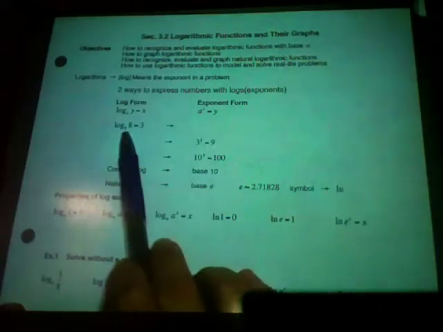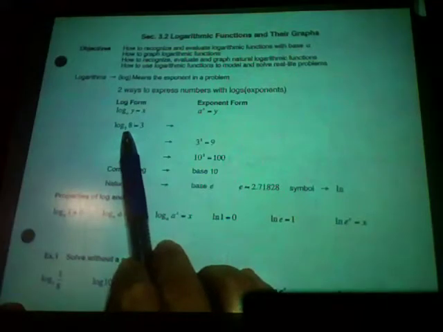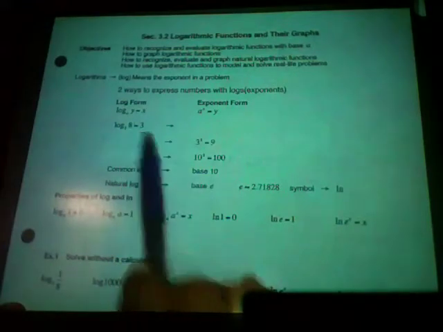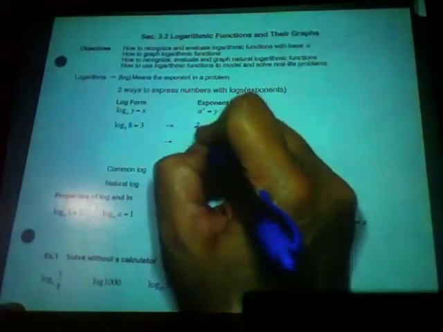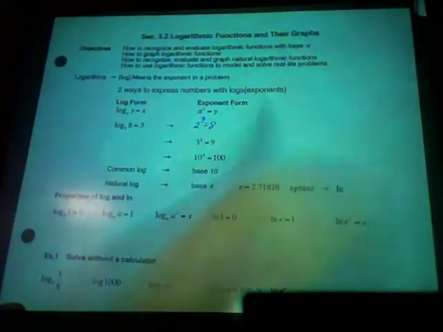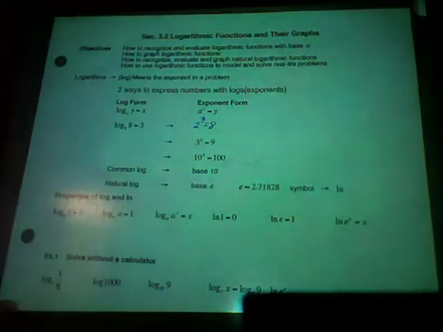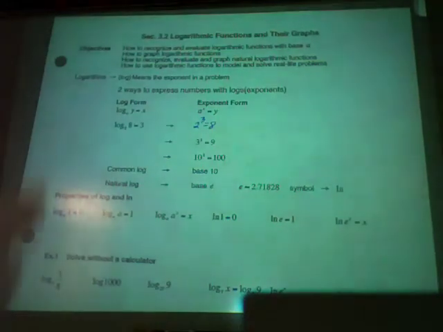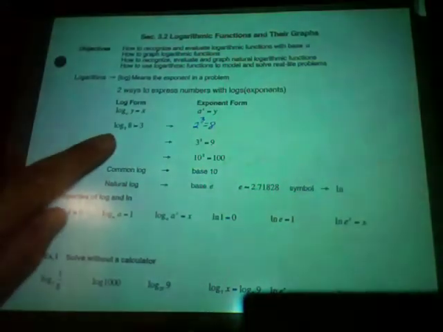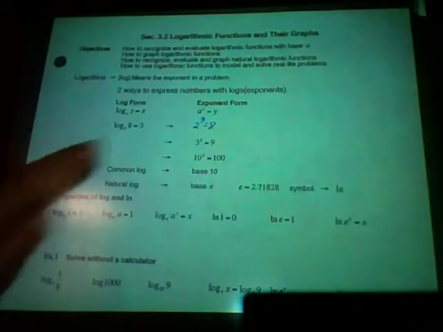So how are you going to convert log base 2 of 8 equals 3 into its exponential form? 2 to the third equals 8. Is that a true statement? So would you agree that it works? Yeah, and I will show you how to do this on your calculator. So right now I'm not going to prove to you that it works there. But we can also go backwards.